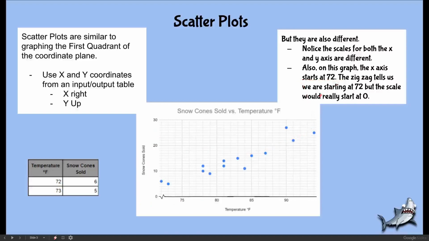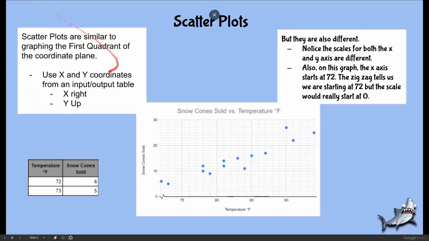Also on this graph, the X-axis starts at 72. The zigzag tells us we're starting at 72, but the scale would really start at 0. They just didn't want to have a lot of blank graph here until we got to 72. It would have been nothing. So it's a waste of paper, a waste of time, really, and it'd be a little more complicated to look at. It wouldn't even fit on the screen, probably. That's why this little zigzag is here. Now, they won't always have this, but they can, and that makes it different.